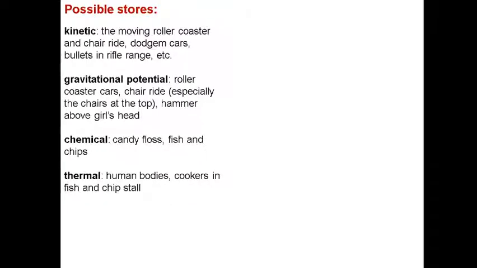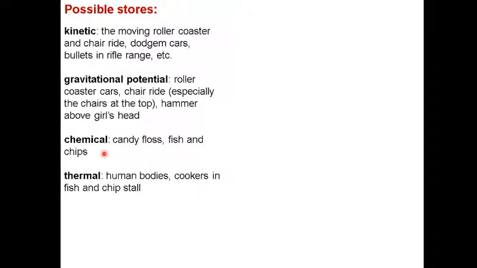Okay, so hopefully you've had time to have a think about stores and transfers from the fairground picture, and I've just listed some of the example energy stores that you might have identified. So first of all, anything that's moving stores kinetic energy. So for example, the roller coaster or the chair ride might be something that you thought about in terms of kinetic energy. Anything that is raised above ground within a gravitational field, so if the height of an object is changing, it will change the amount of gravitational potential energy that it stores. So the higher it goes, the more gravitational potential energy it will store. So the roller coaster going up the slope, for example, is a good one for gravitational potential.